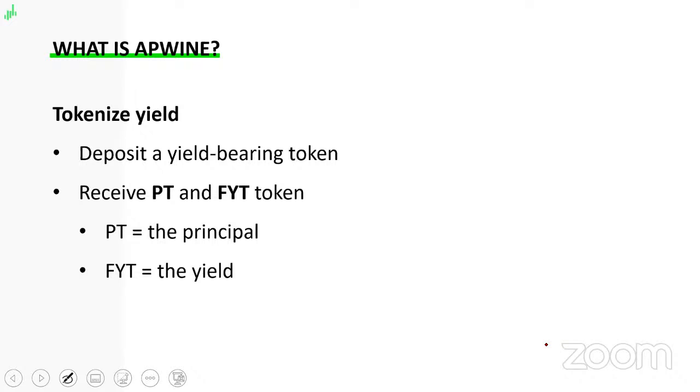So how do we tokenize the yield? So first you have to deposit what is called a yield-bearing token. So a yield-bearing token is, for example, aUSDC, because USDC is just a token, but it doesn't accrue interest. When you have 1 USDC, after a few blocks, you still have 1 USDC.